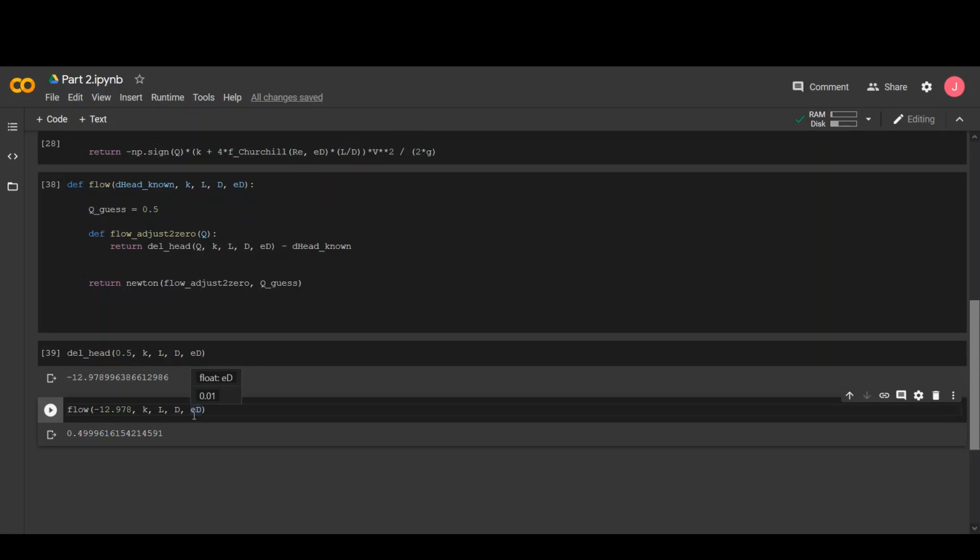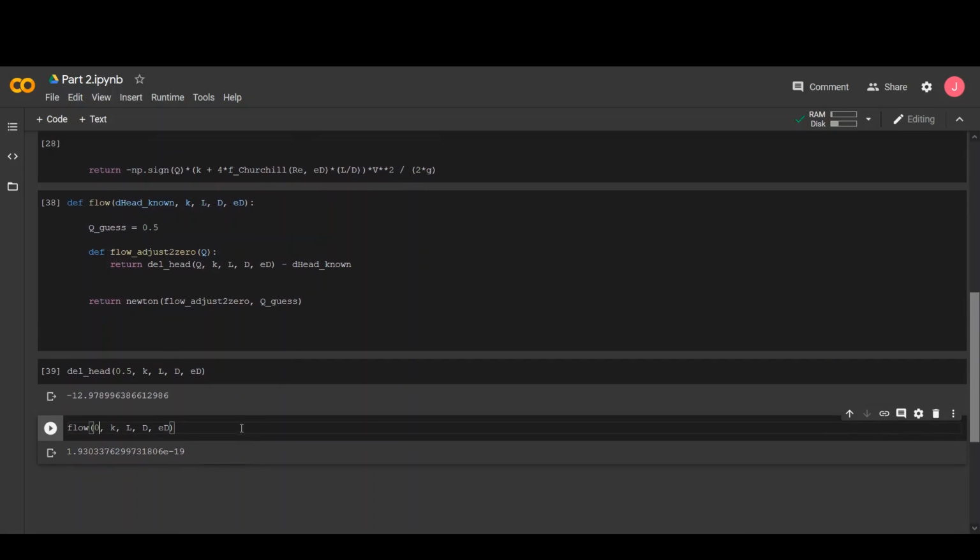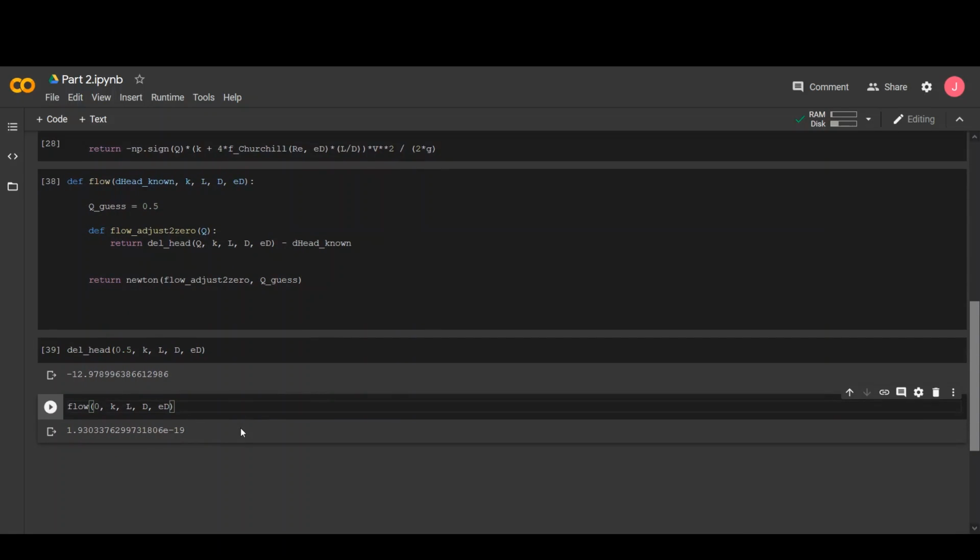So it looks like it works when we give it a negative delta head where you would expect a positive flow to come out. And let's try for a positive delta head. We expect a negative flow rate, and we get a negative flow rate. The other thing, of course, we want to test is if we give it a zero differential head where you wouldn't expect any flow. And maybe it works out. That's pretty dang close to zero.